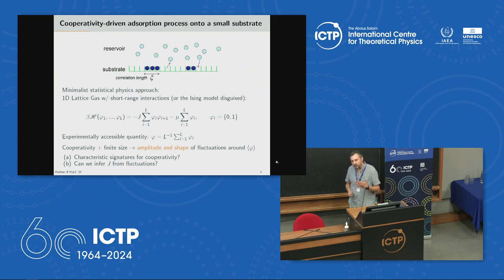So the energy of the system depends on the specific configuration of the lattice, and we suppose here that our stochastic variable of interest is the relative occupancy of the lattice, which we also imagine to be experimentally accessible. My motivation here is to give you insights into leveraging the statistical analysis of fluctuations of the lattice occupancy in order to extract key model parameters like the binding energy and the interaction potential.